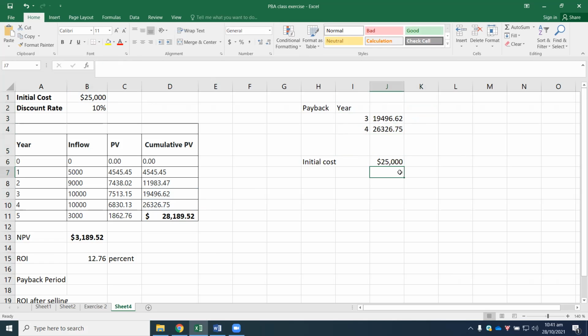Okay, so let's compare the amount that you are lacking. 25,000 minus the value for year three inflow. In this case, the difference is equal to 25,000 minus 19,496.62. So we get a total value of 5,503.38. This is the difference between 25,000 and $19,496.62.